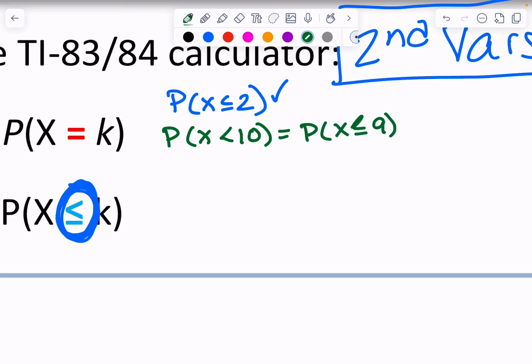Okay, so now with this symbol, now it matches. So now I can use the binomial CDF in my calculator. Okay, here's where it gets tricky, and this is one I'm going to have to go over for sure when you guys come in class.